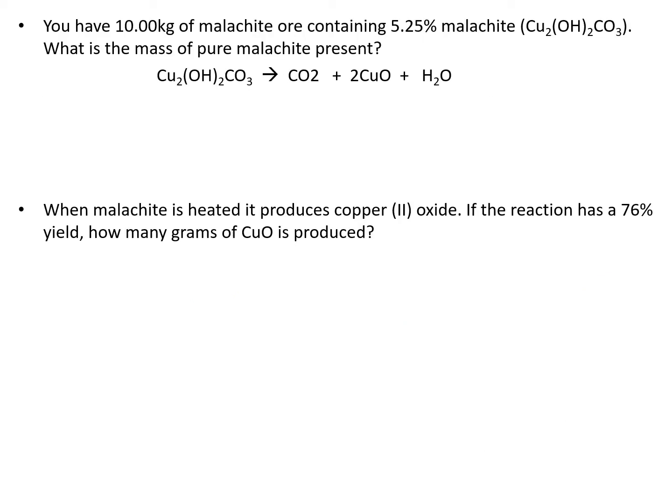So here's one right here that says you have 10 kilograms of malachite ore containing 5.25% malachite. And the formula for malachite is Cu2(OH)2CO3. What is the mass of pure malachite present? So, same thing. I'm going to take pure malachite over the impure times 100%, and that is going to be my percent purity.